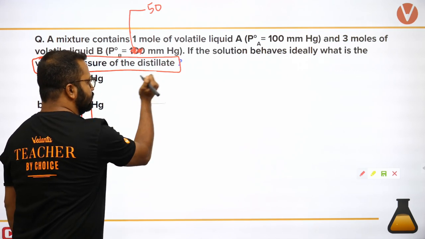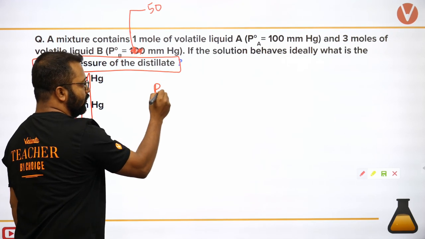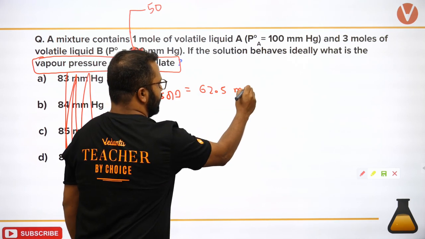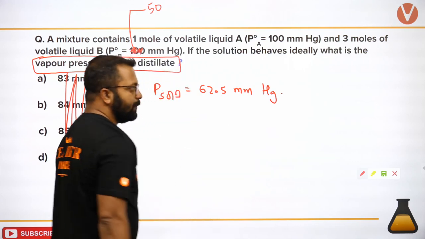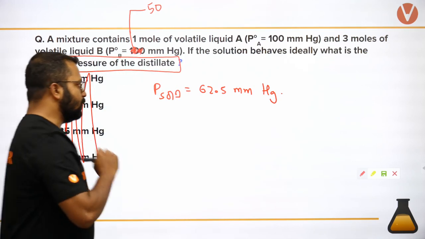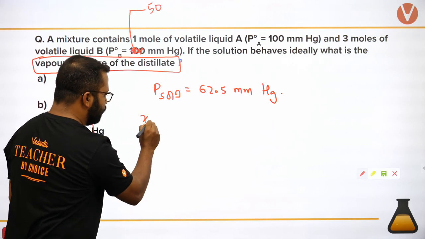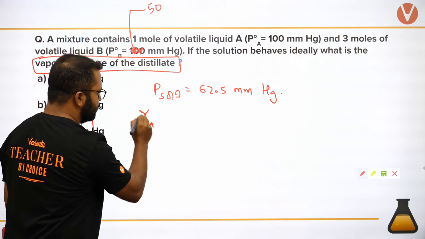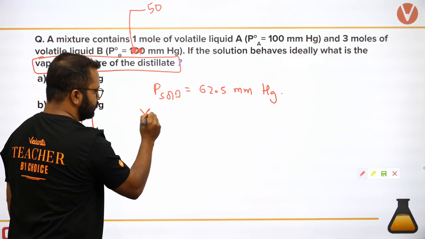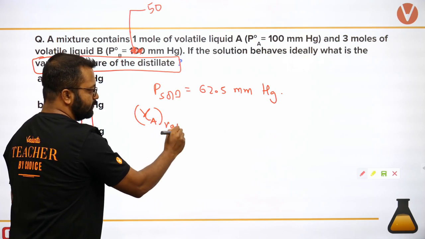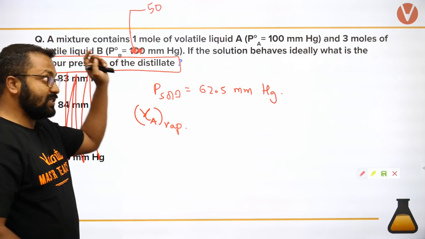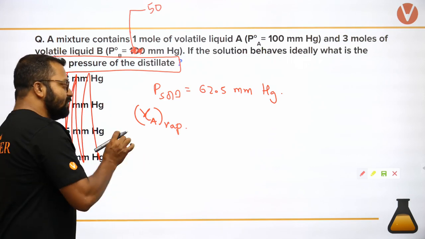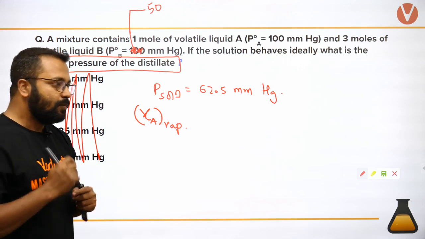So vapor pressure, I know the vapor pressure of solution turns out to be 62.5 mmHg. Theek hai, isn't it? Now I need to calculate the mole fraction of A in vapor state. Earlier the mole fraction which is given, ye liquid state ke liye mole fraction diya gaya hai. Okay, it is given for liquid state, hame vapor state mein mole fraction nikalna hai.